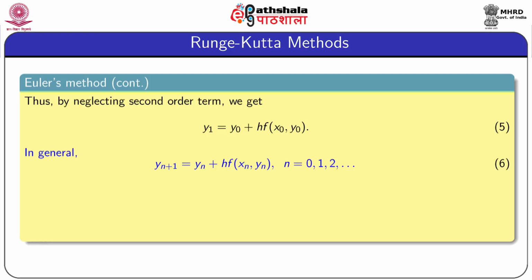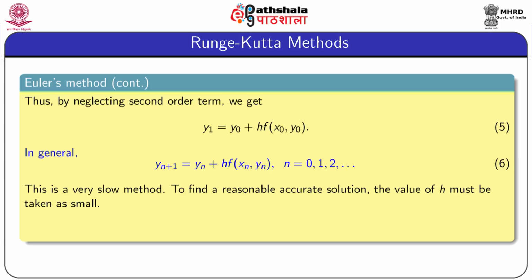In general, yn plus 1 equal to yn plus h into f of xn comma yn, and this relation is true for all n equal to 0, 1, 2 and so on. So, this is the general scheme to solve ordinary differential equation by Euler's method. Note that this is a very simple method to get the solution of any first order differential equation of the form of equation 3.